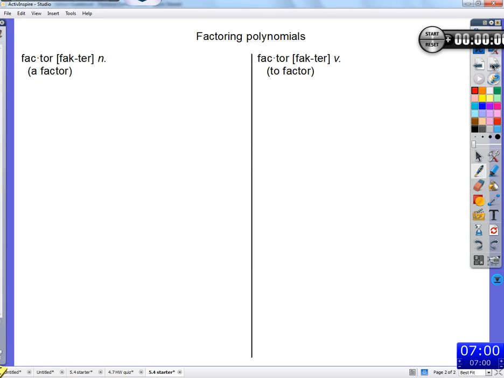Here's a really common definition of a factor: a number that goes into another number. If that's how you define factor, stop that. Because goes into, what does that mean? You don't put numbers into other numbers. That's not a mathematical operation. We do multiply numbers together, so that's very specific.